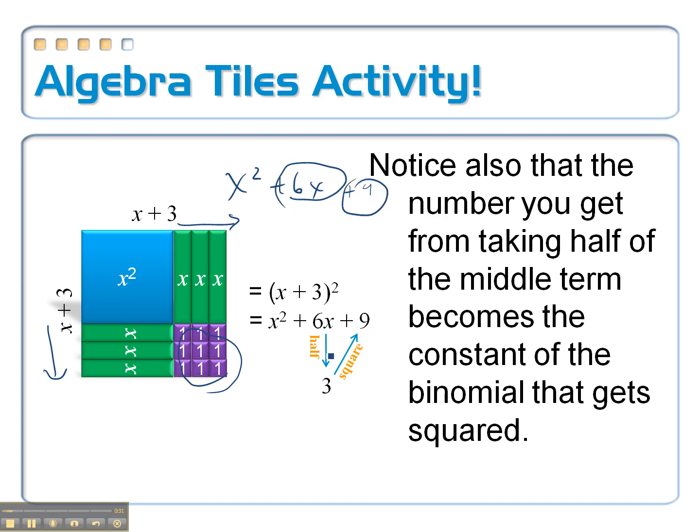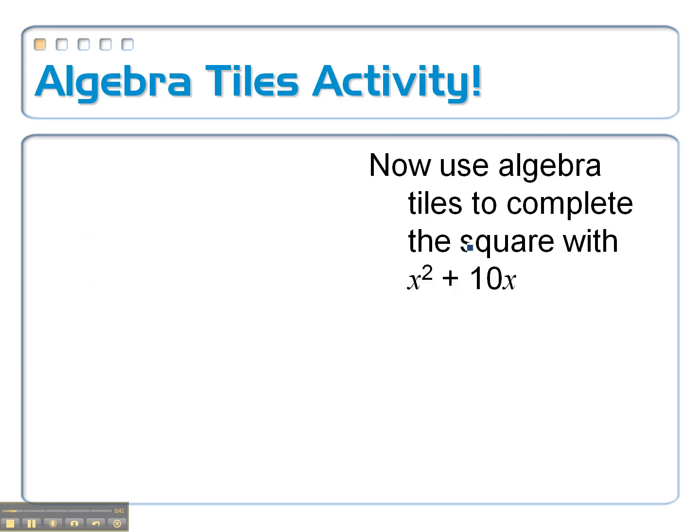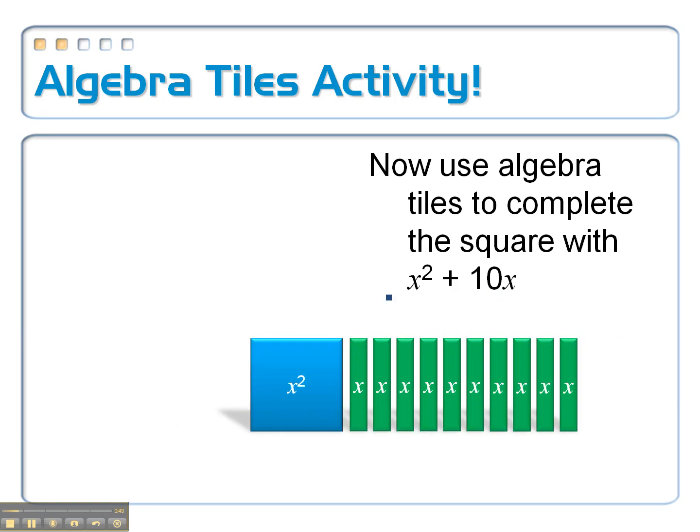Alright, so notice also in the square of the binomial, this number 3 is the same number that you get whenever you take half of that middle term. So I want you to try it again, this time with x squared plus 10x. So obviously you need yourself a big x squared, and then you need 10 of these rectangles. So pause the video, rearrange your little shape, add in some unit squares to try to complete that square.